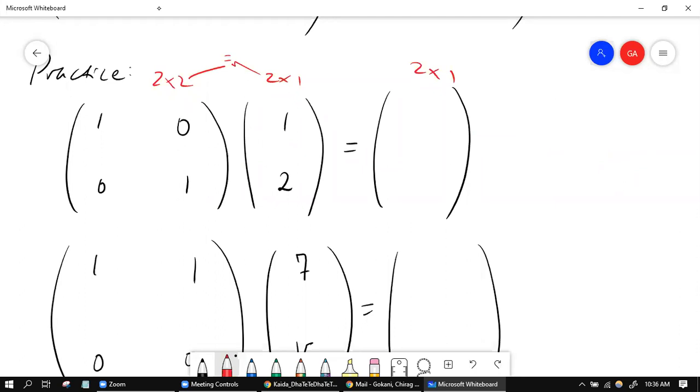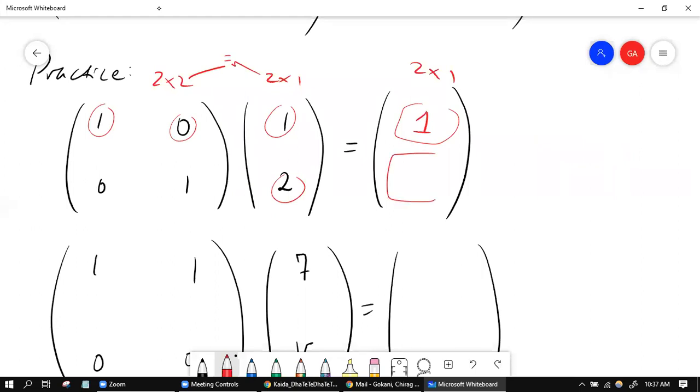Don't worry, the world won't crumble. Okay, so how do we do this? You take this 1 times this plus this times this, and that gives you the first element. So this is 1 times 1 plus 0 times 2, which is just 1. 0 times 2 is 0.